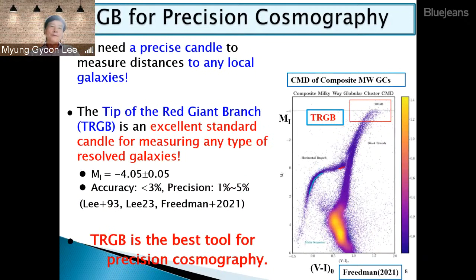So we need a precise candle to measure distances to any local galaxies. It will be the tip of the red giant branch, called TRGB. It is an excellent standard candle for measuring any types of resolved galaxies. With high accuracy and high precision, typically you can measure distances with small errors smaller than 5%. So this TRGB is the best tool for precision cosmography.